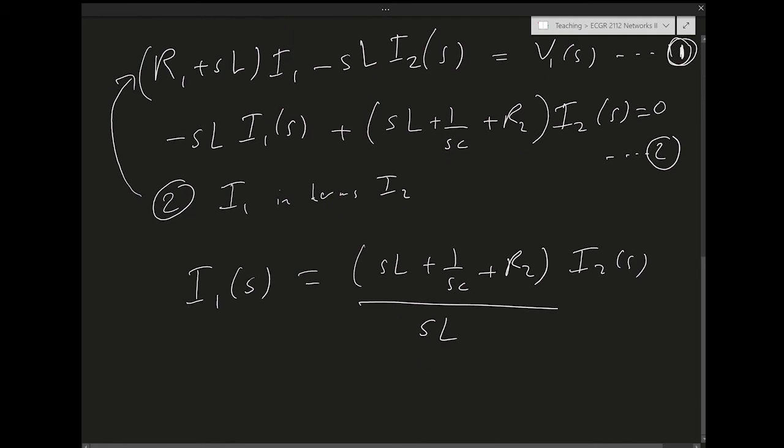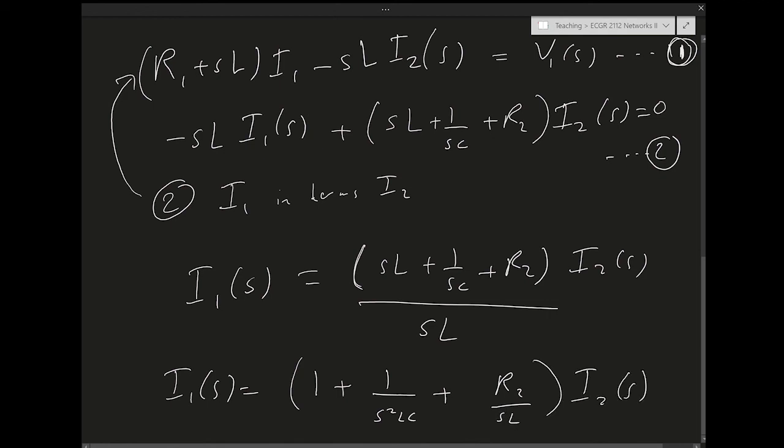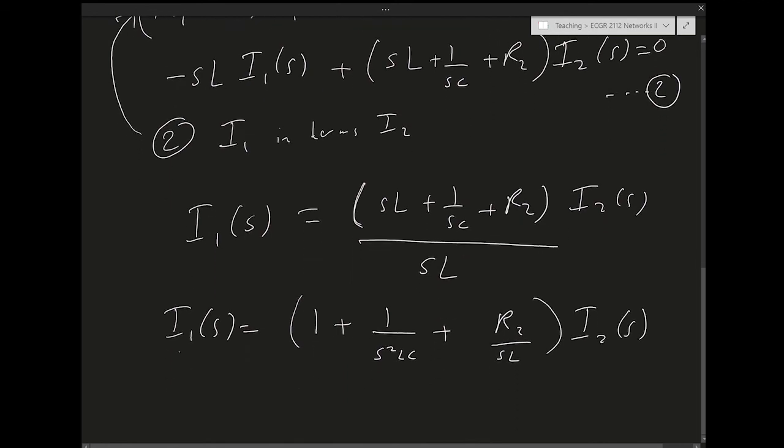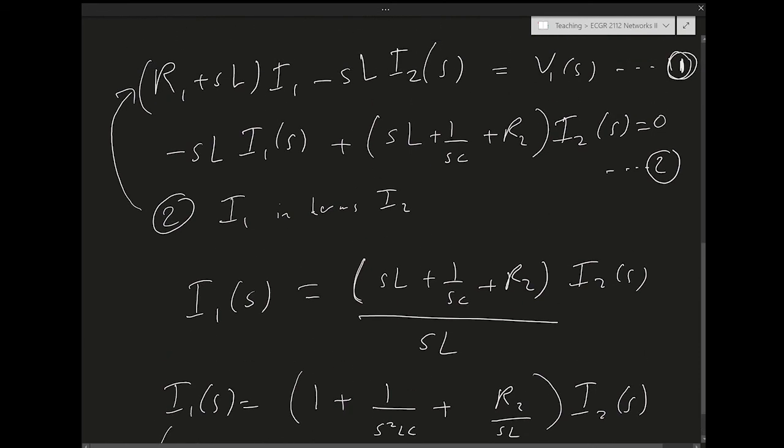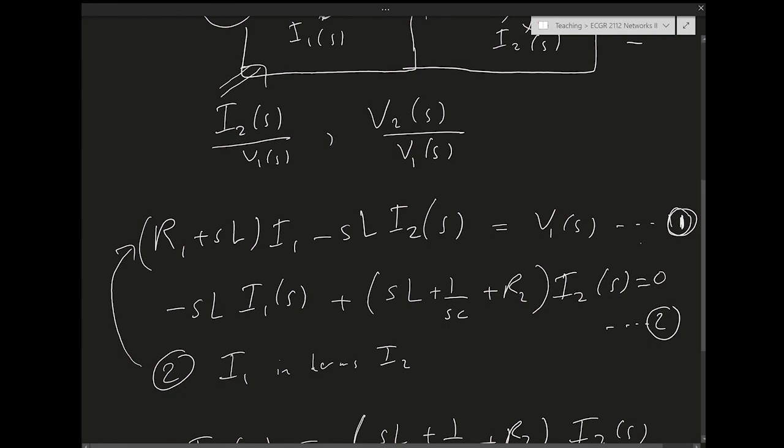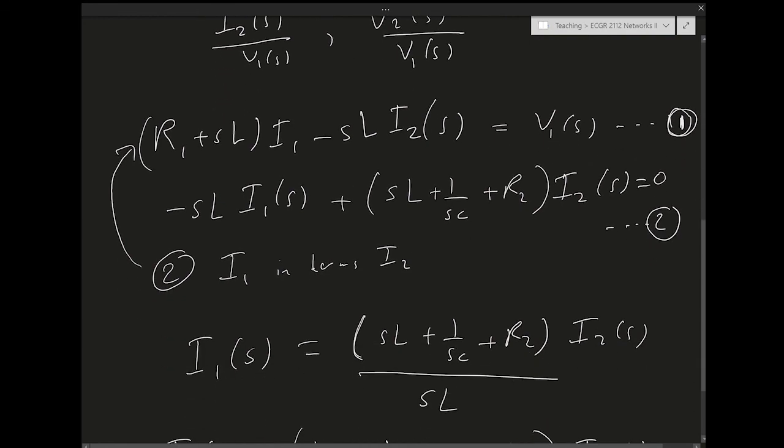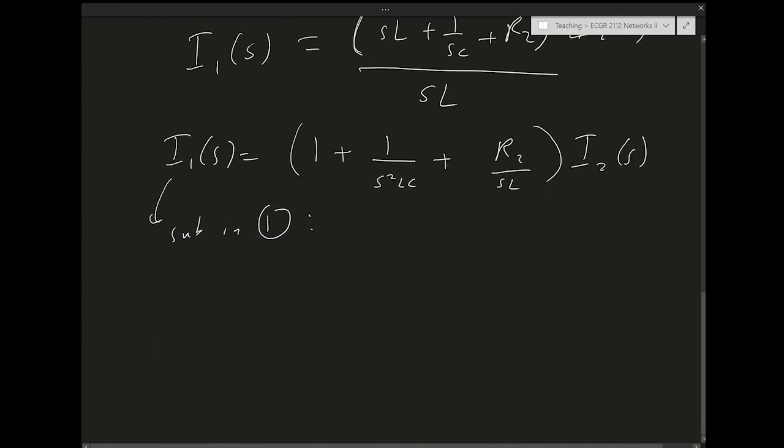And then let me simplify this further. Let me say I1(S) equals, let me place the SL inside the bracket, so I end up with (1 plus 1 over S squared LC plus R2 over SL) I2(S), right? And then I take this equation and substitute it into equation 1. What happens when I do that? This is equation 1. So yeah, and I'm going to have R1 plus SL.